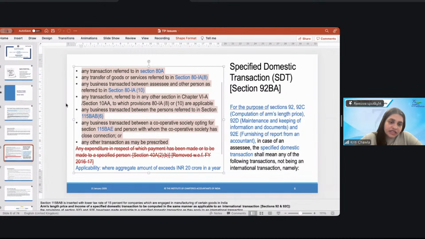There was a point in time that they had introduced this section also. It says any expenditure in respect of which payment has been made or to be made to a specified person. This was exactly section 48(2)(b). What was 48(2)(b)? It basically said about specific expenditures which were made to specified persons. So every time there was an expenditure made to a specified person, SDT would have been applicable.